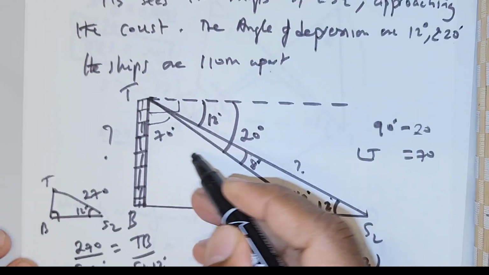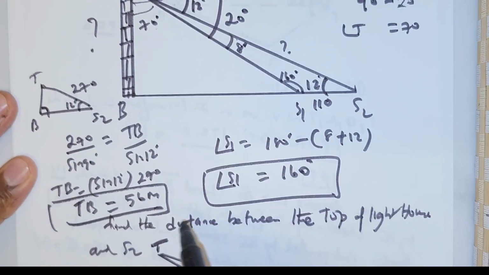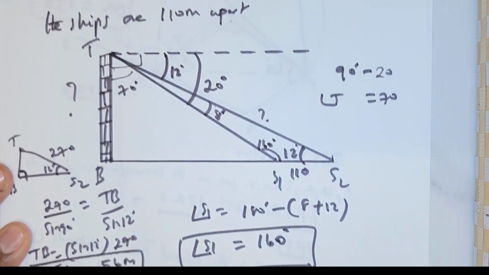In fact, we don't need to calculate this 70 at all. It's just straightforward. So that is the conclusion of this particular question. We move on to the next one.